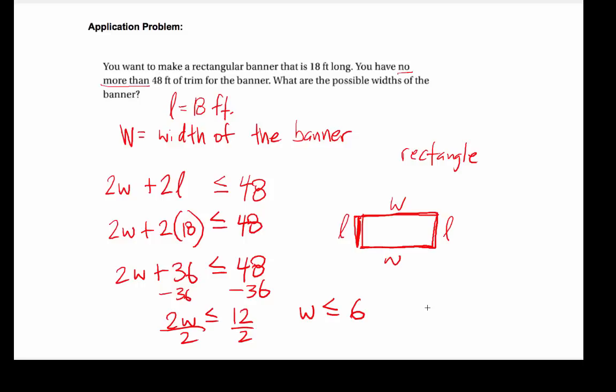What are the possible widths? How could we express that? Well, the width is less than or equal to 6 feet. You know, we don't really need to reference the fact that it has to be greater than 0. We're talking about measurements here, so I think it could be understood that we're going to go ahead and assume that it's going to be greater than 0.